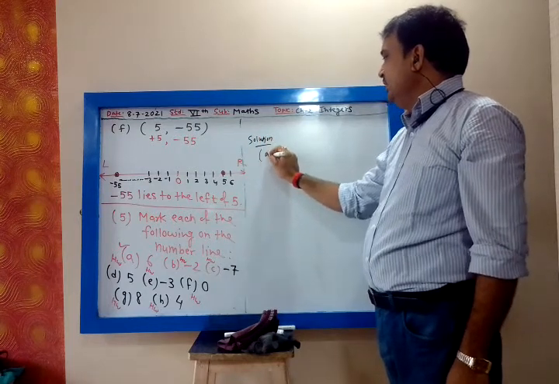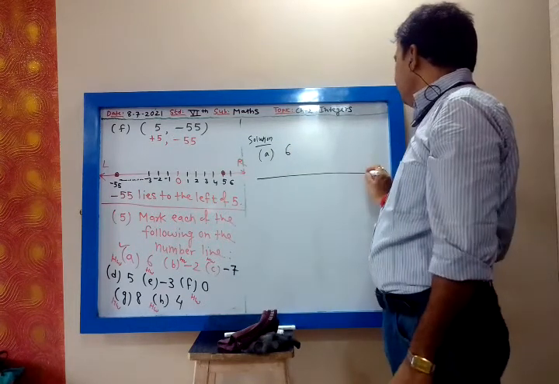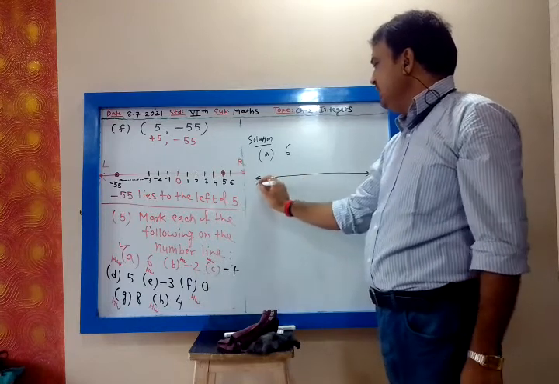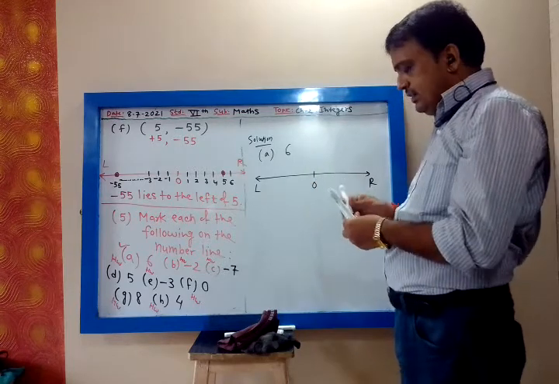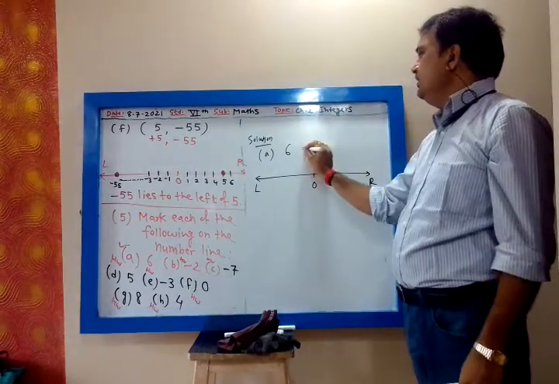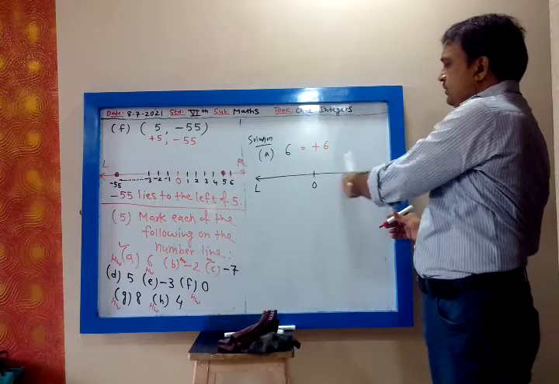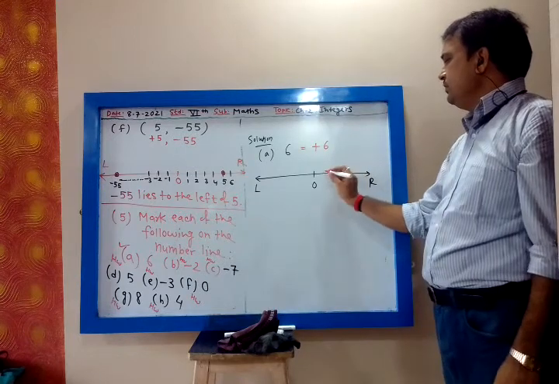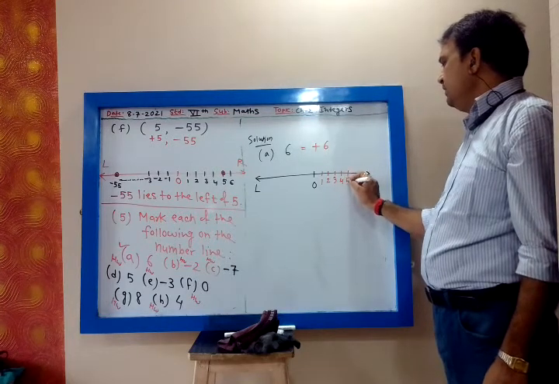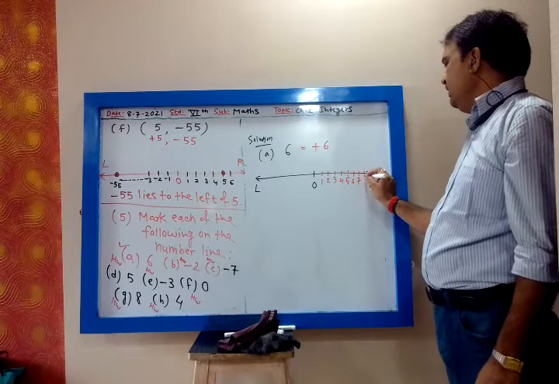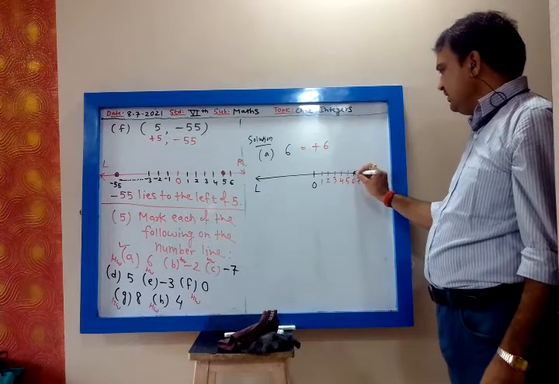Solution A. A is 6, so you have to mark the number 6 on the number line. This is my left side, this is my right side. In the center we have 0. And remember, 6 has no sign; no sign means it is a plus sign, so it is +6. Positive numbers are to the right of 0. So this is 1, 2, 3, 4, 5, 6, 7, 8. And where is number 6? This is my number 6.